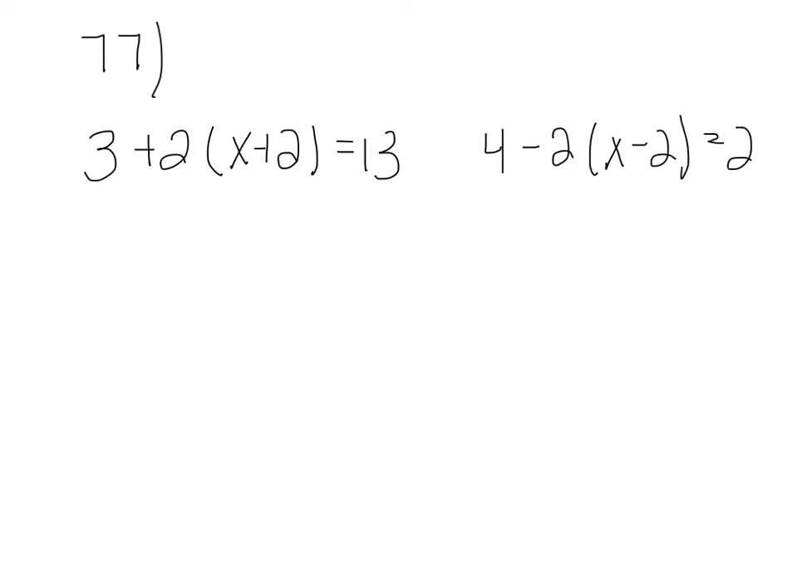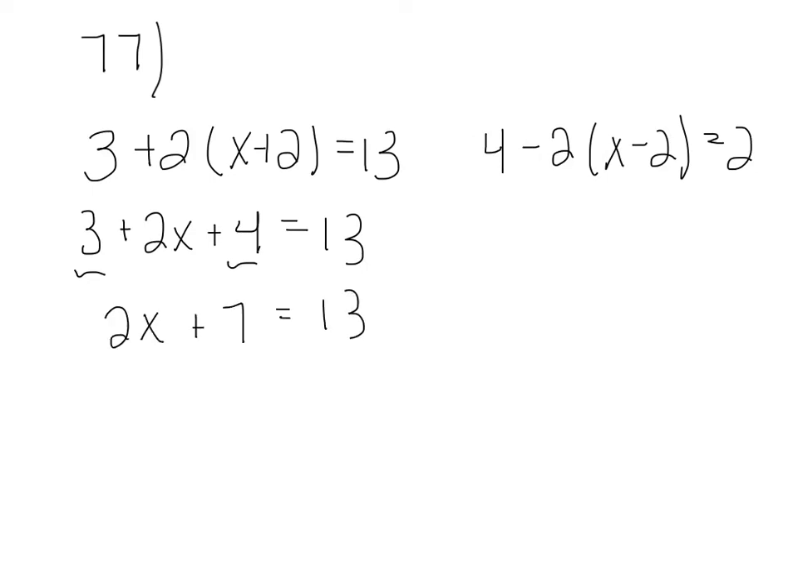So to solve the one on the left, you distribute first. 3 plus 2x plus 4 is 13. Then combine like terms on the same side of the equal sign. So 2x plus 7 is 13. Then you would subtract 7. I get 2x is 6. Divide by 2, and x is 3.